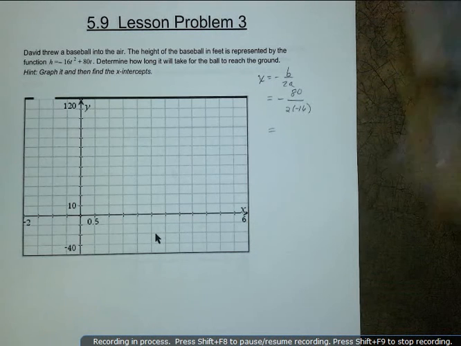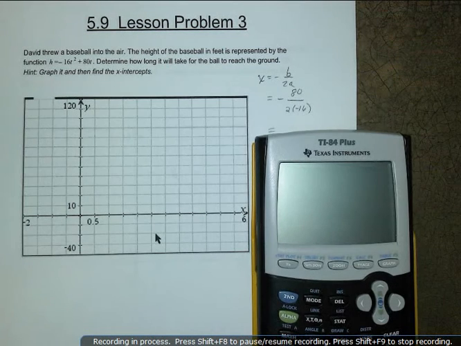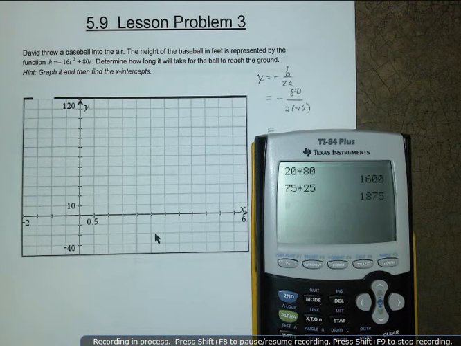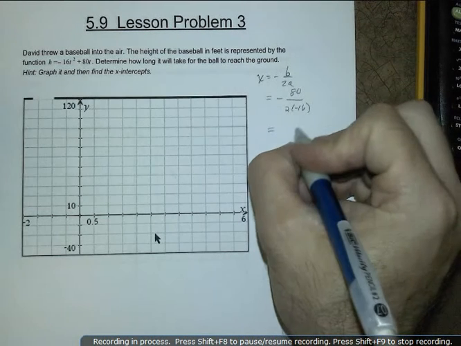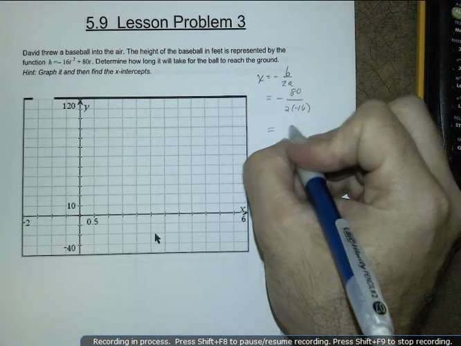So get my handy dandy calculator out here. Clear that out. Opposite of 80 divided by, now if you do this on a calculator, you have to be a little careful here. Parentheses 2 times negative 16, because you want to do the multiplication of 2 times negative 16 first. And you see that's going to happen 2.5 seconds after it's thrown in the air. We will assume that this is in seconds.